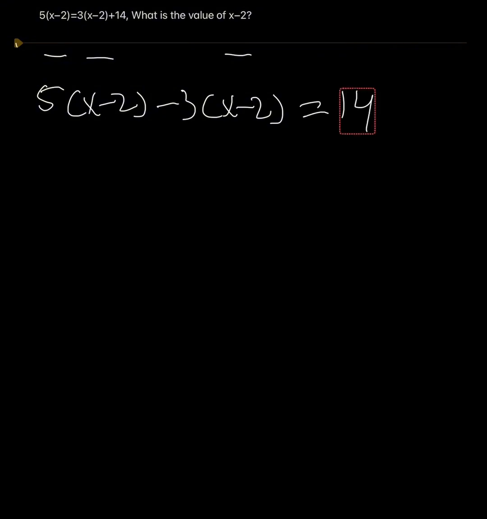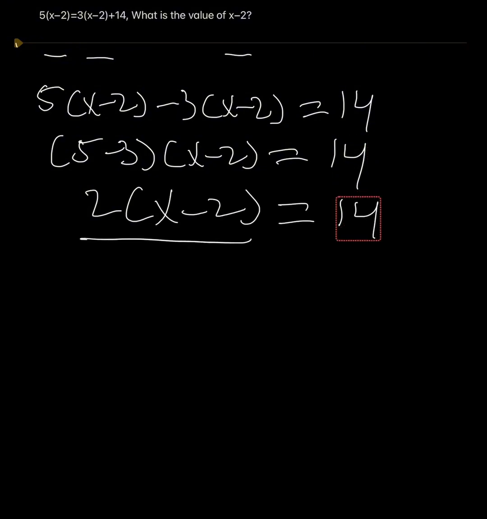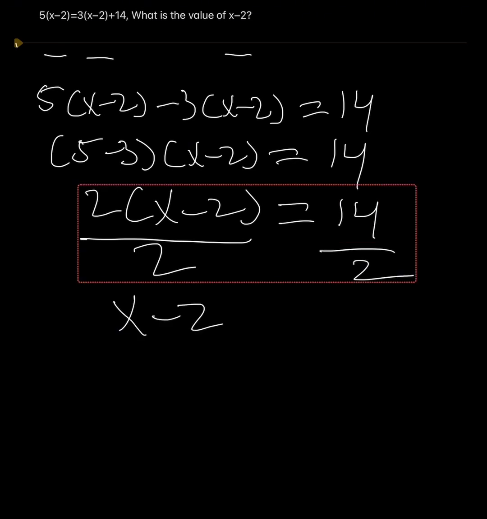From here, we can combine like terms. So we are left with 5 minus 3 times x minus 2 equals 14. And then we are left with 2 times x minus 2 equals 14. From here, we just divide by 2 on both sides of the equation, and we are left with x minus 2 equals 7. Again, we're not worried about what the actual value of x is, although we can find it. The answer here is x minus 2 is equal to 7.